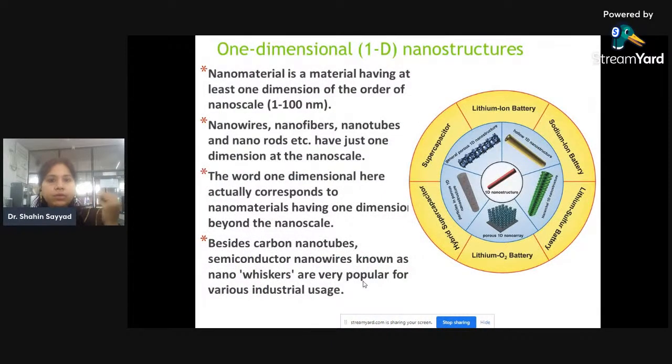Then we have one-dimensional nanomaterials. We can say that one-dimensional actually corresponds to the material having one dimension beyond the nanoscale. The one dimension it has is its length, which is greater than its width. Out of the dimensions, one dimension will be outside the nanoscale. What are the examples? Carbon nanotubes, hollow nanostructures, hierarchical nanostructures, porous nanostructures, all of this comes under the category of one dimension.